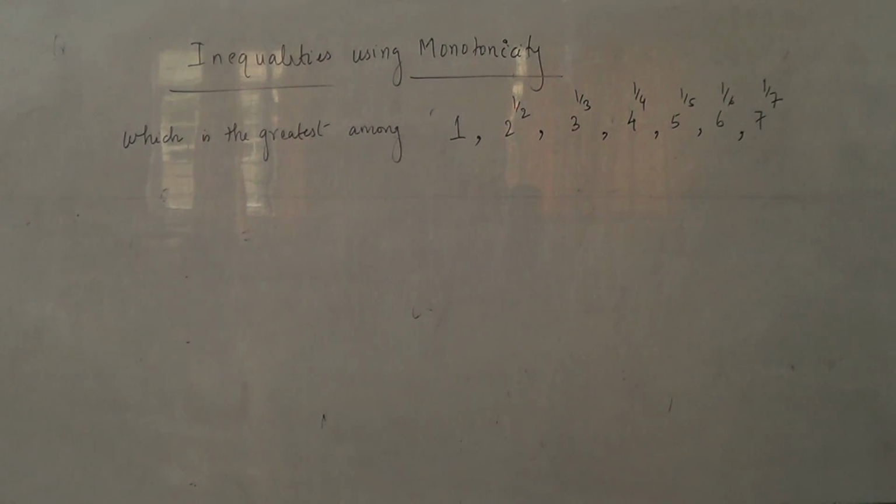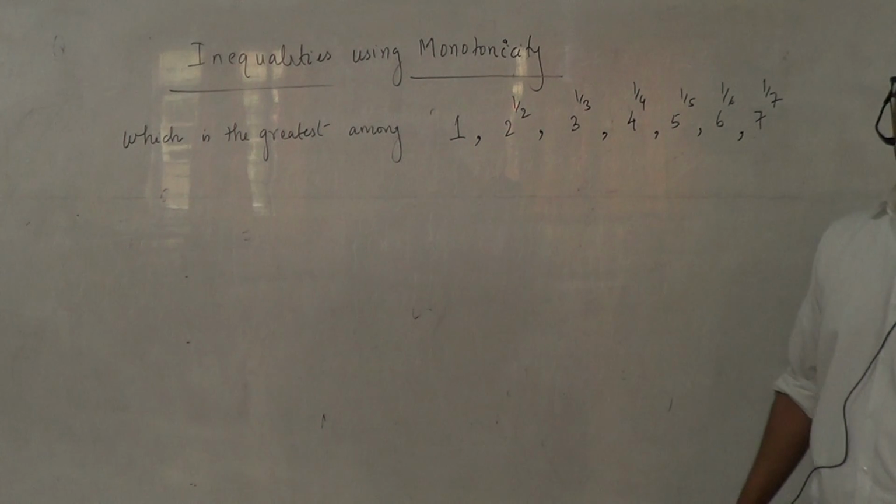2 to the power 1 by 2. Is it 1? How can it be 1? 2 to the power half is 1.4. So which is the greatest among these values?